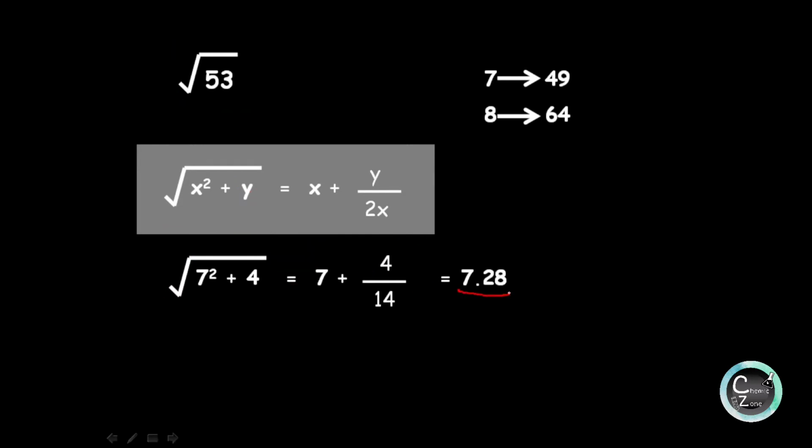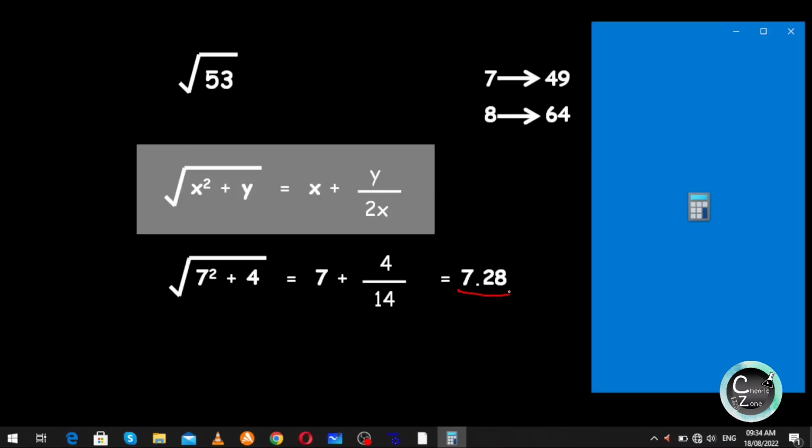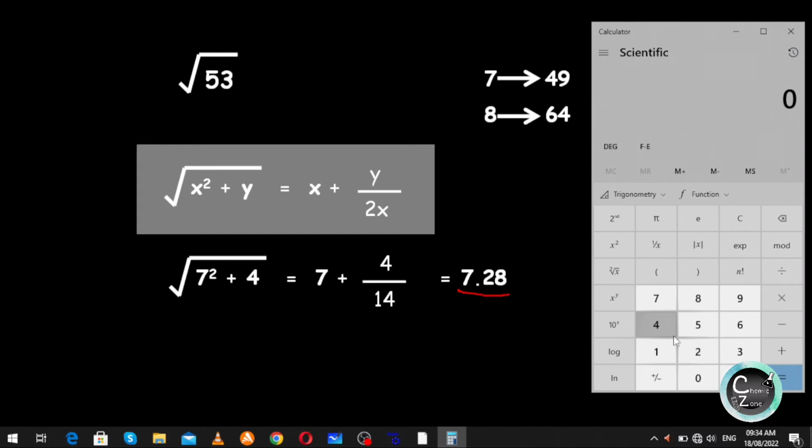Now let's check if our method is correct or not. I will open the calculator. Now the square root of 53. See, the square root of 53 is 7.28. So it is approximately correct.